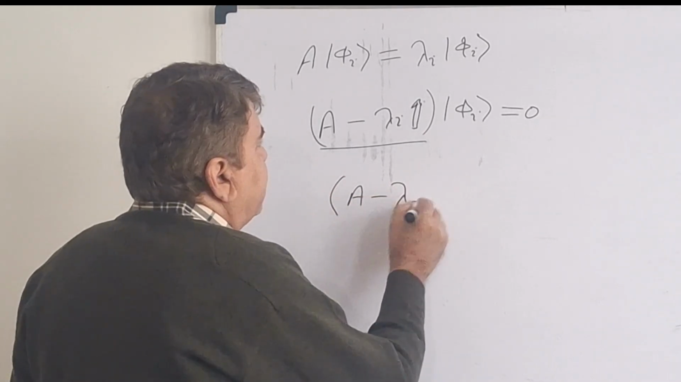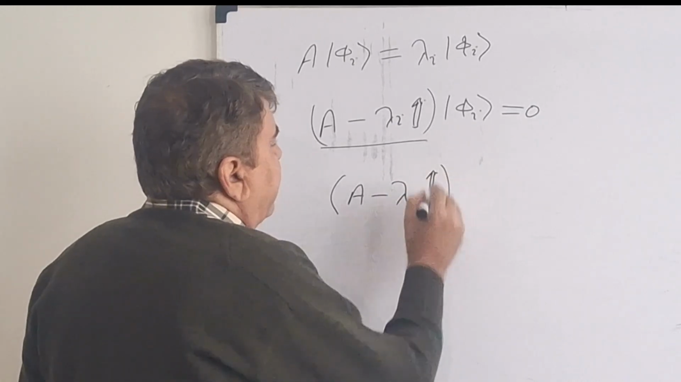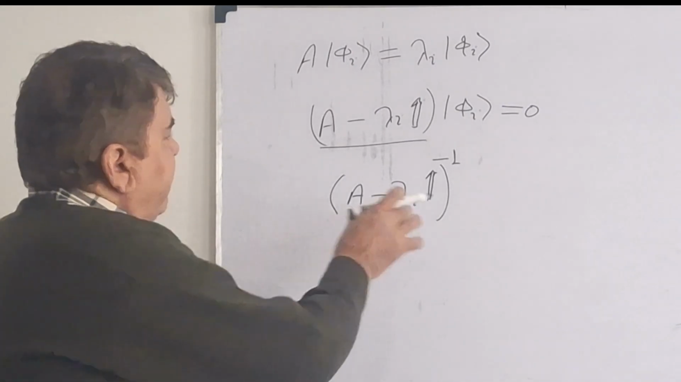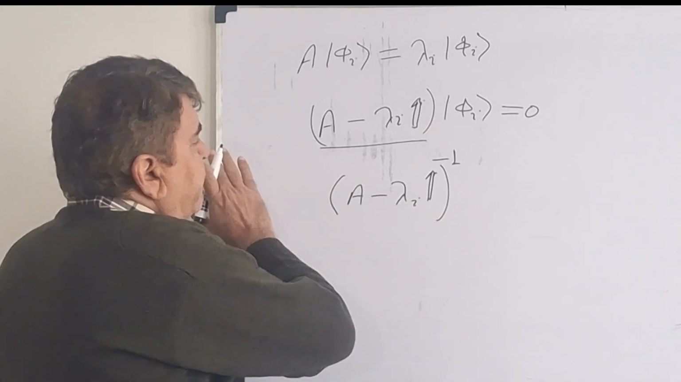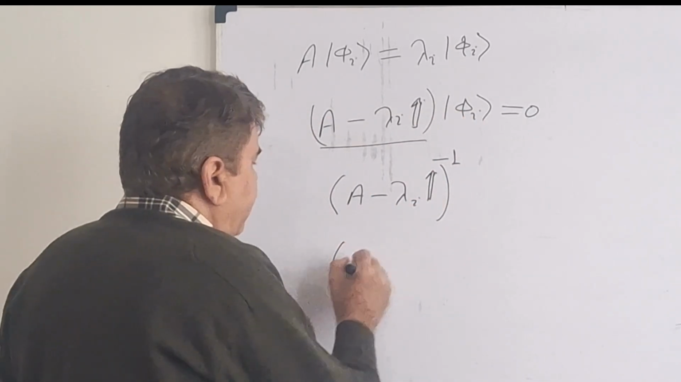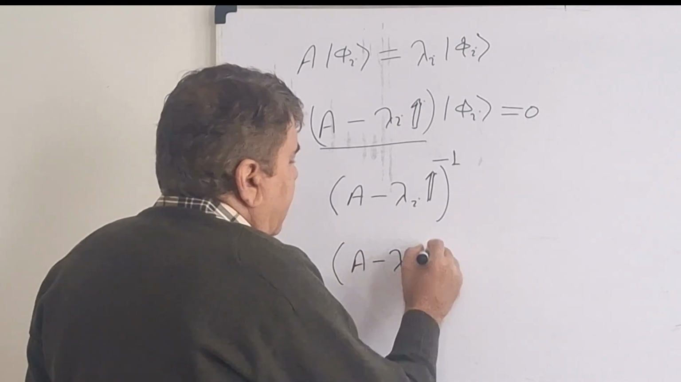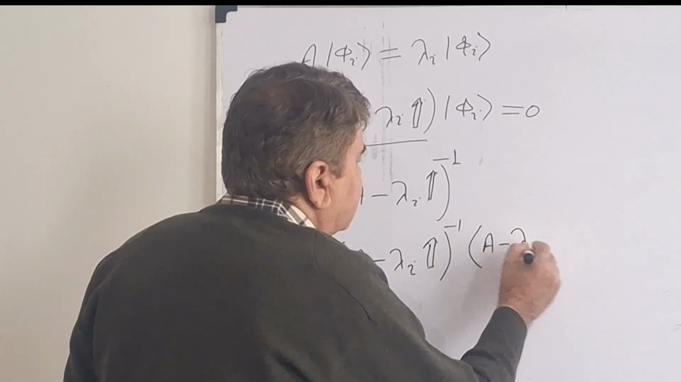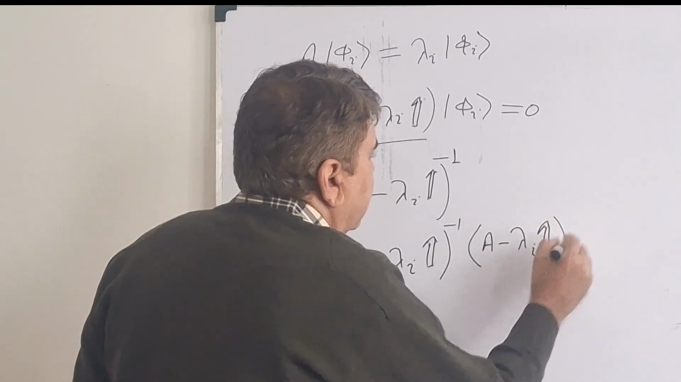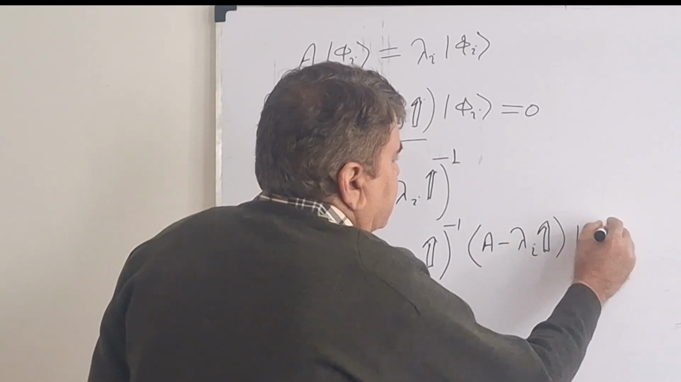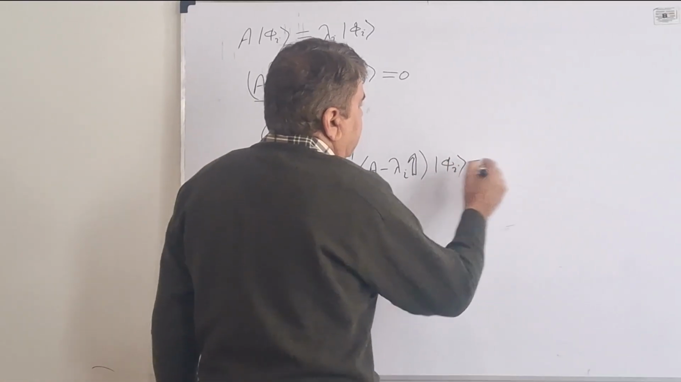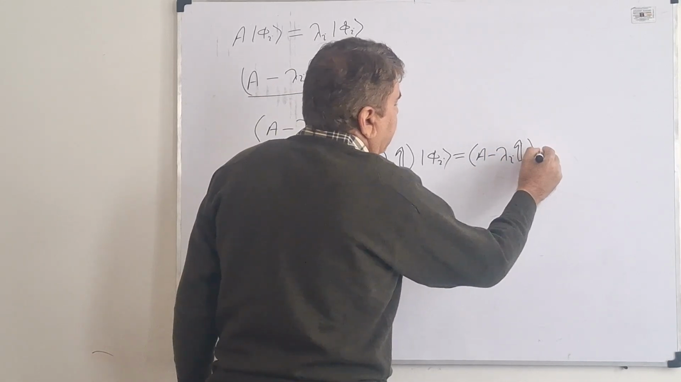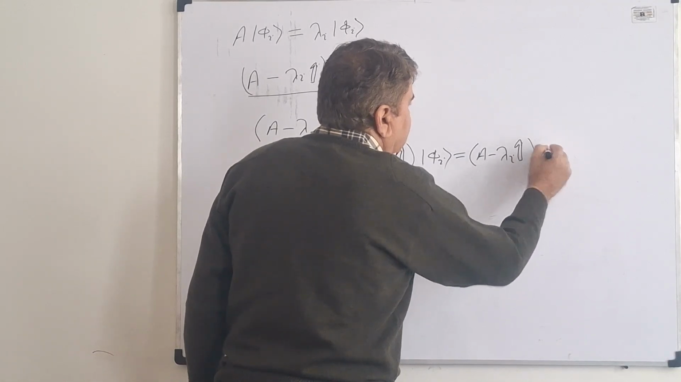For example, if the inverse of this matrix exists, then I would have the matrix (A − λ_i I)^(−1). If I multiply this matrix from the left onto this equation, I would then be able to write (A − λ_i I)^(−1)(A − λ_i I)|φ_i⟩ = (A − λ_i I)^(−1) multiplied with the null vector 0.